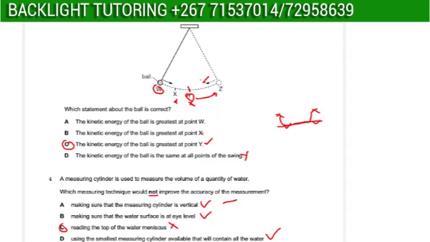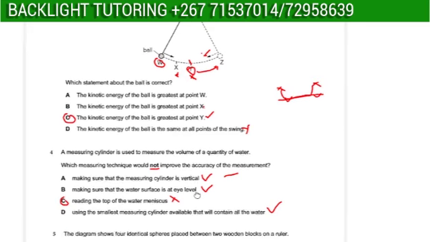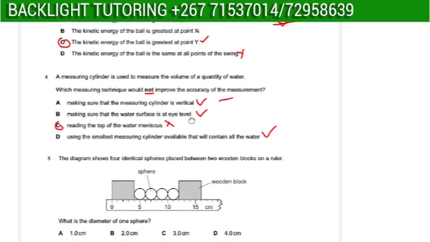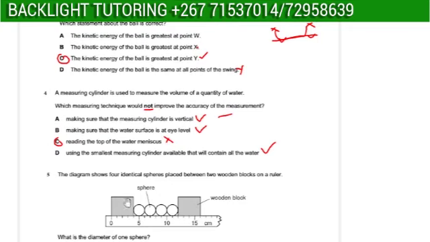So let's go to question 5. Question 5 says the diagram shows 4 identical spheres placed between 2 wooden blocks on a ruler.